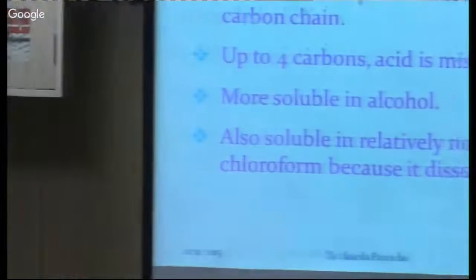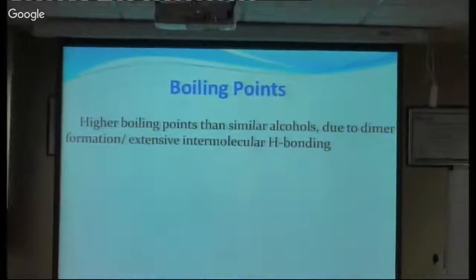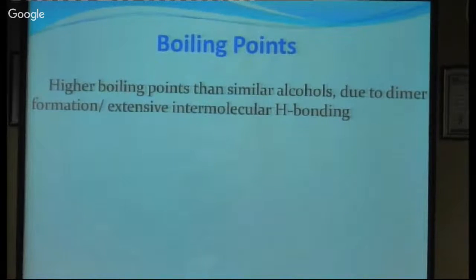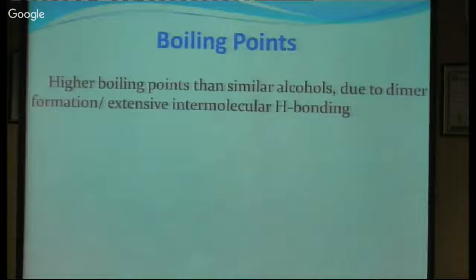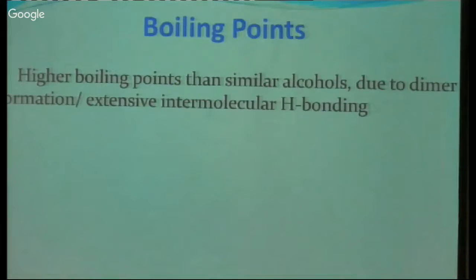Then go to the next slide. The next of the properties is the boiling point. Another property of carboxylic acids is that, because of their unique structures, they are not volatile as compared to the corresponding alcohols. Because of the polarity, they are extensively hydrogen bonded.